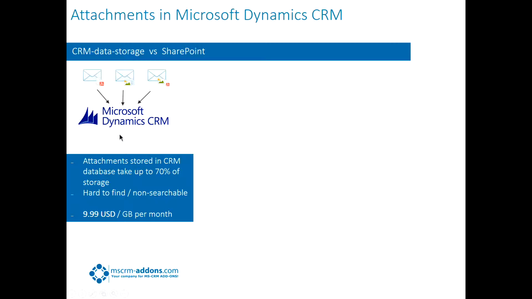So on the one side we have our CRM system. Attachments can be stored in CRM, and what we find is attachments that are stored inside the database basically take up usually about 70% of your storage in CRM. They're really hard to find and they're non-searchable. And if you're using CRM Online, if you need some extra storage space, that's usually going to cost you about $9.99 per gig per month.